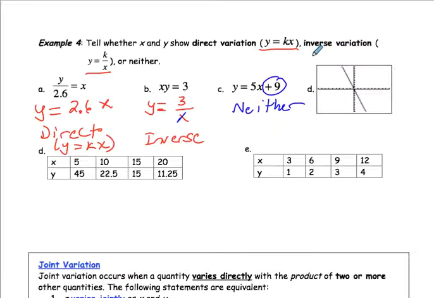The next one, if I have y equals kx and k is negative, then I would get a line of this sort. This is the line here. So this is actually an example of direct variation, but k is negative. So this is direct variation.